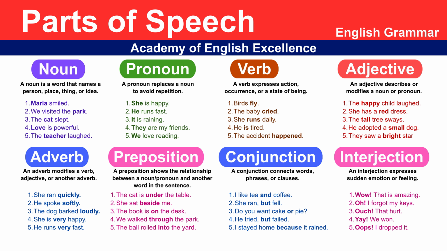3. Verb. A verb expresses action, occurrence, or a state of being. For example, birds fly. The baby cried. She runs daily. He is tired. The accident happened.